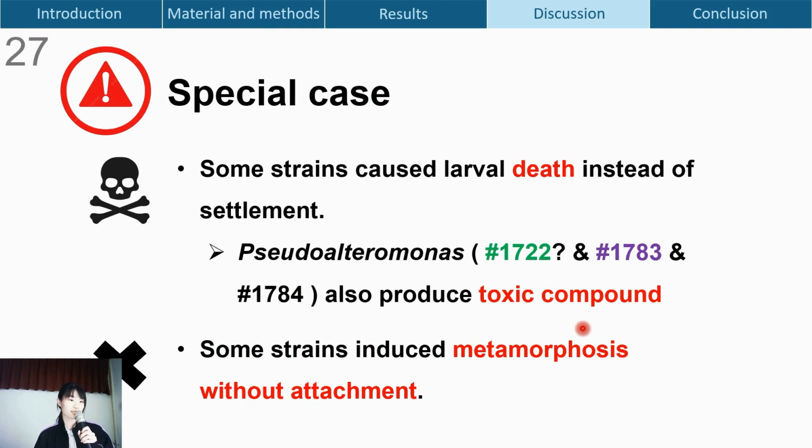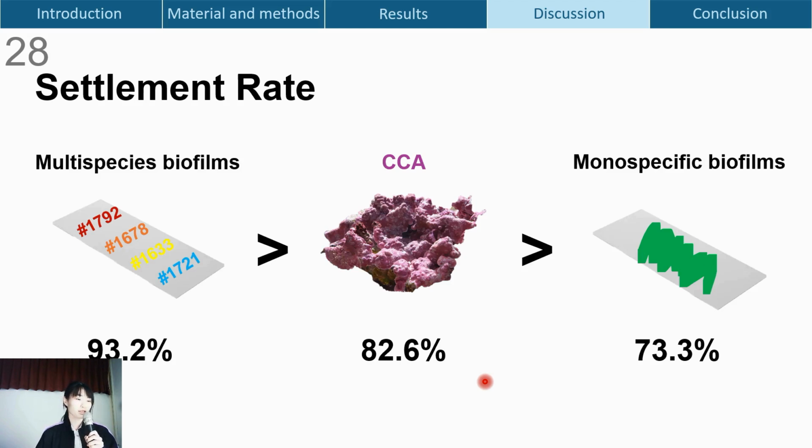But there are some special cases, like what we mentioned. Some strains cause larvae death instead of settlement. And this genus includes, I put a question mark after the 1722 because we are not sure if he is that species. But they can also produce toxic compounds, not just this compound, but some compounds that will kill the larvae. And some strains induce metamorphosis without attachment, and of course some strains induce attachment without metamorphosis.